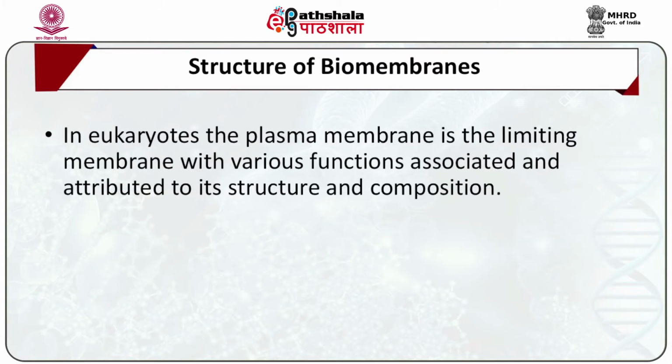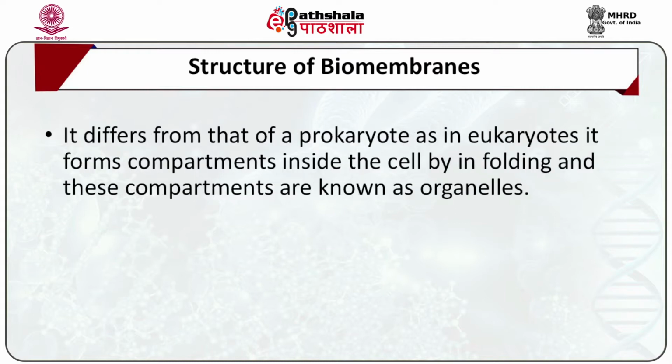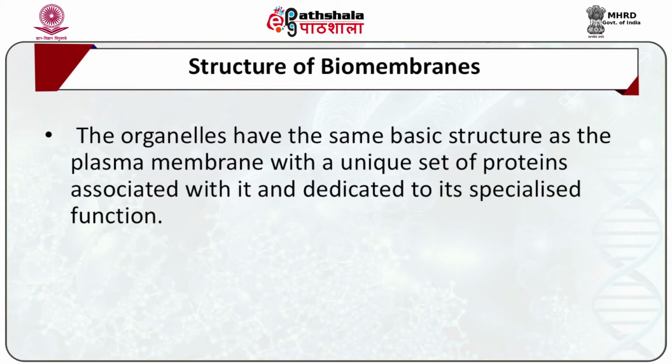In eukaryotes, the plasma membrane is the limiting membrane with various functions associated and attributed to its structure and composition. It differs from that of a prokaryote, as in eukaryotes it forms compartments inside the cell by infolding, and these compartments are known as organelles. The organelles have the same basic structure as the plasma membrane with a unique set of proteins associated with it and dedicated to its specialized function.